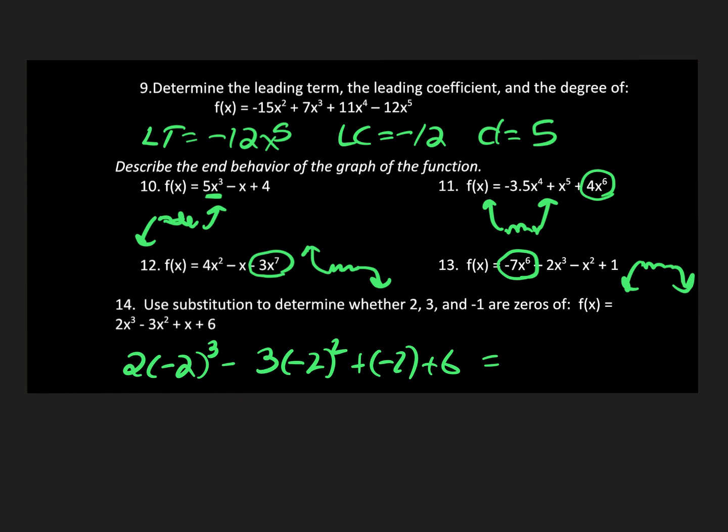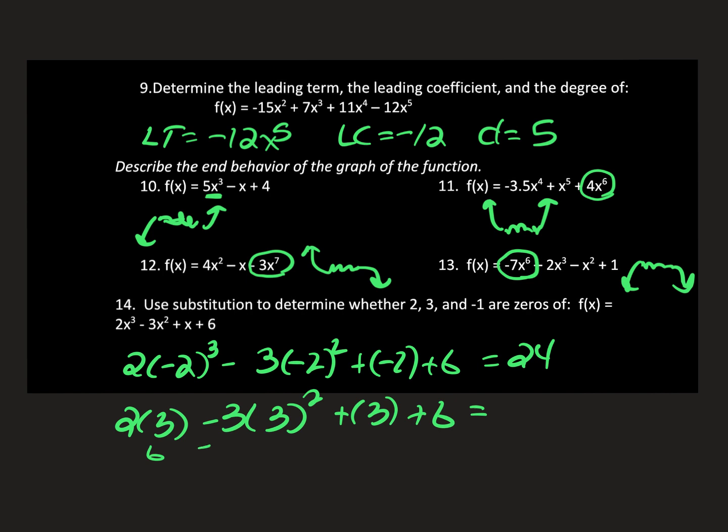And see if I get 0. Let's see, it's going to be, let's see here. I'm getting 24 for that one. Do the same thing with the 3. That's only a 0 if it equals 0 when you plug it in everywhere else. I'm putting it in parentheses just to protect the sign there.